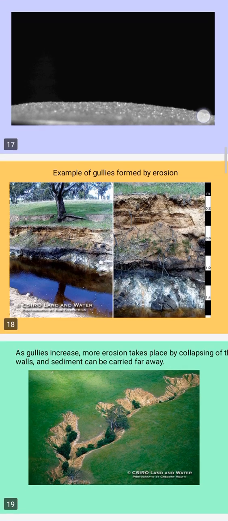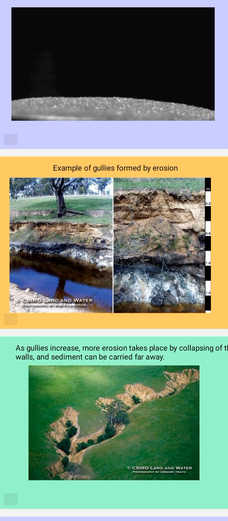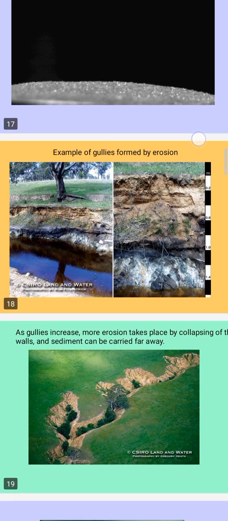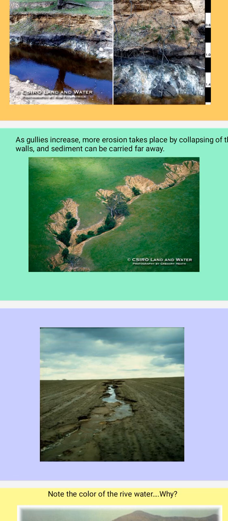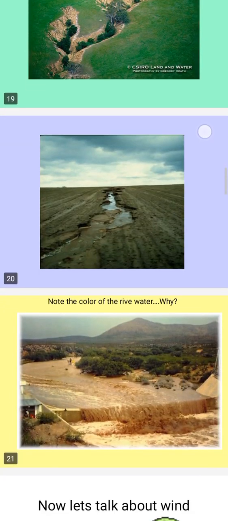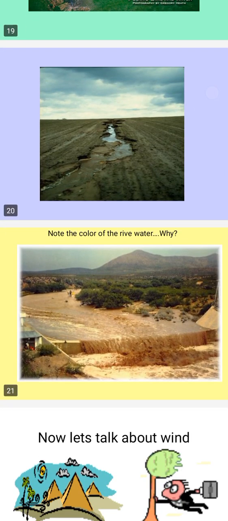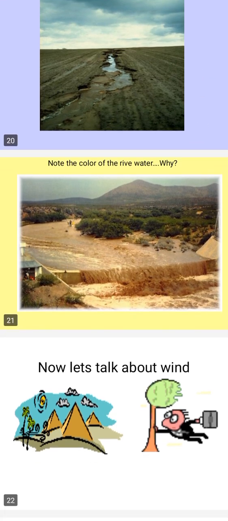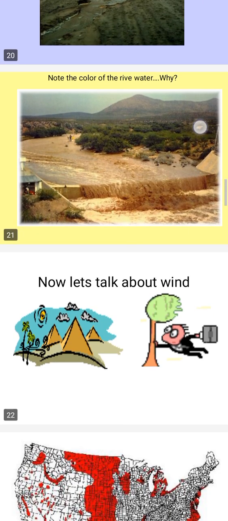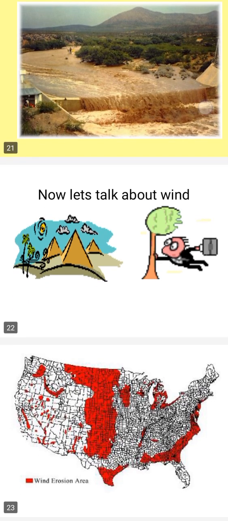Next, an example of gullies formed by erosion. You can see in the picture as gullies increase, more erosion takes place by collapsing of the walls and sediments can be carried far away. As you can see in these pictures, note the color of river water. Why? As you can see, the river water is full of soil particles.